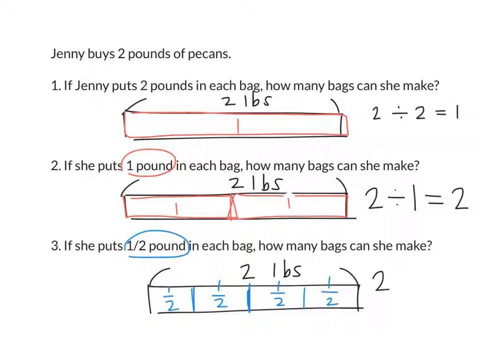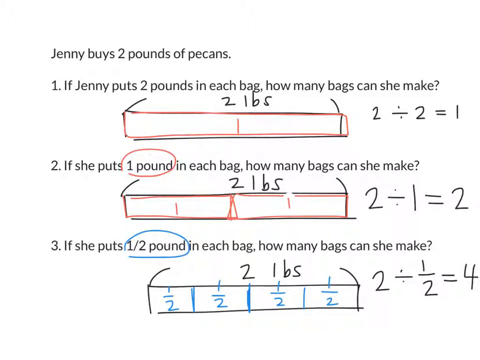She has 2 pounds altogether, and she wants to put them into groups. How many pounds of pecans are in each group? 1/2. So we're dividing them into 1/2 size bags, and all together, how many bags can she make?